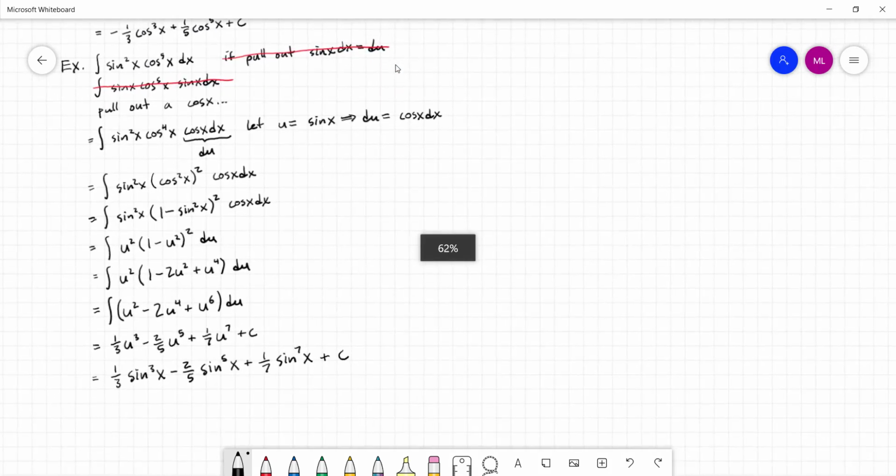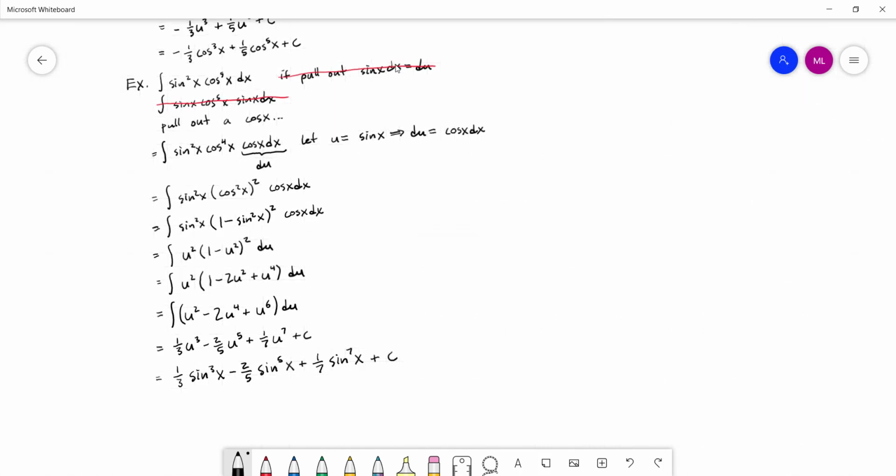Okay, so hopefully that makes some sense. Again, we're always going to have to pull out a single power, so a single power of either our sine or our cosine, and try to do so in such a way that it leaves even powers of the remaining pieces. And even powers are really nice because they allow us to utilize the Pythagorean identity.